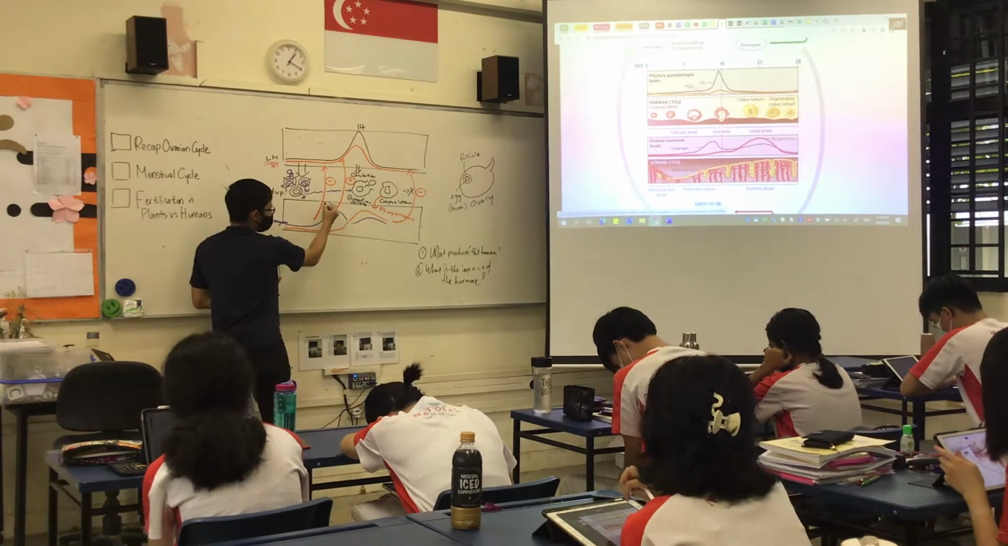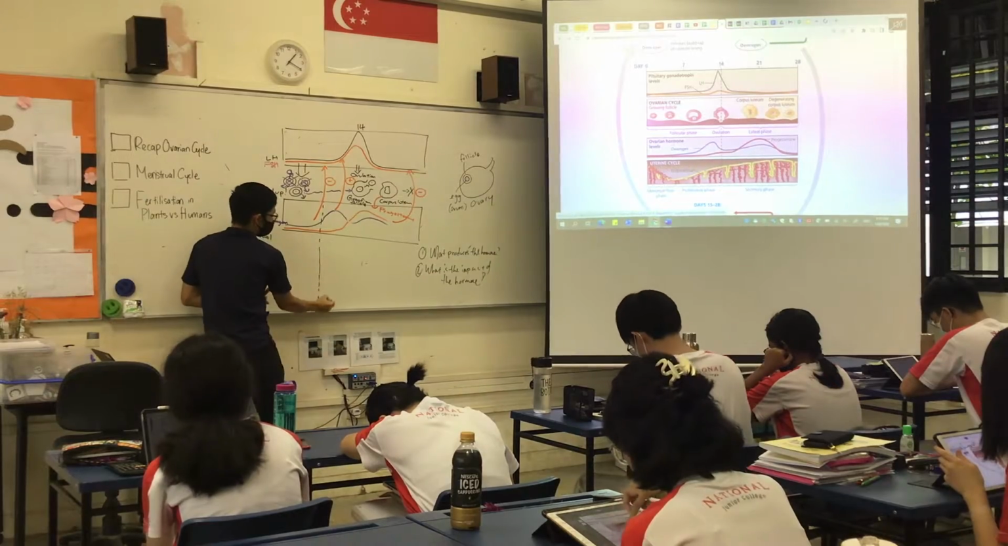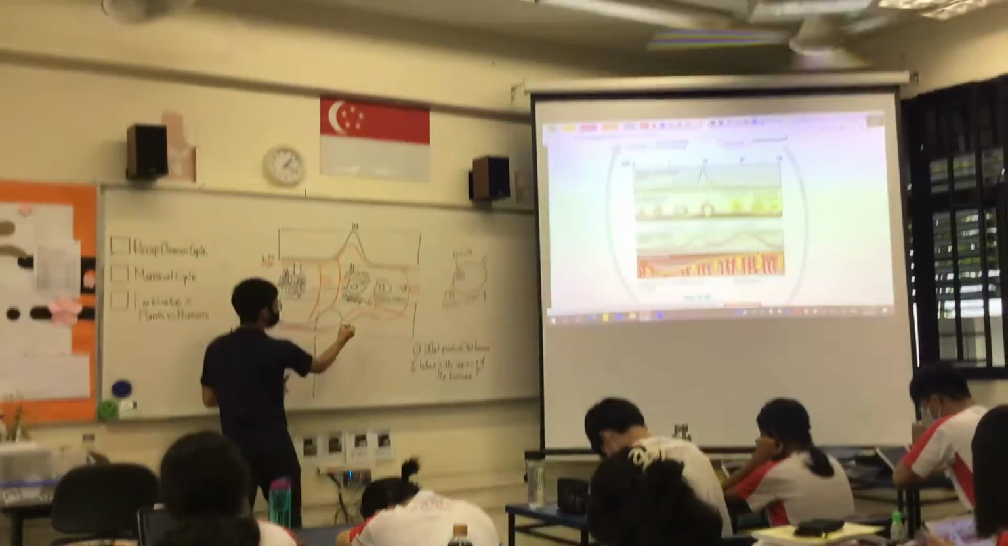Okay, very broadly, the menstrual cycle can be broken down into just simply three phases.